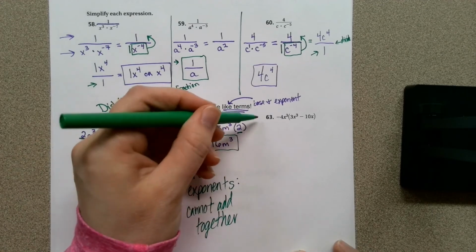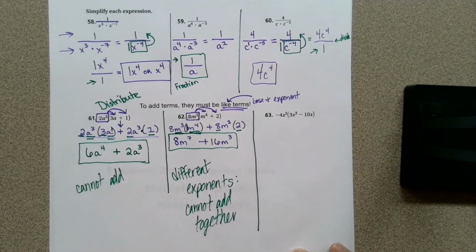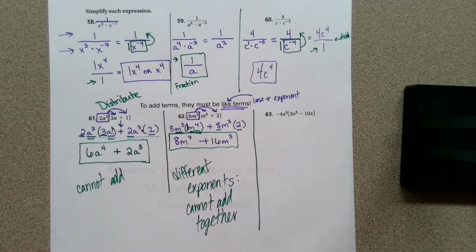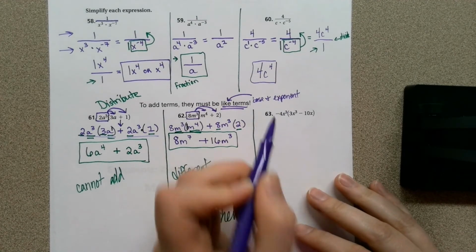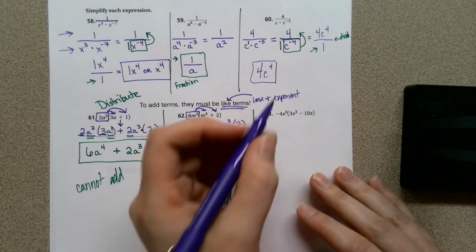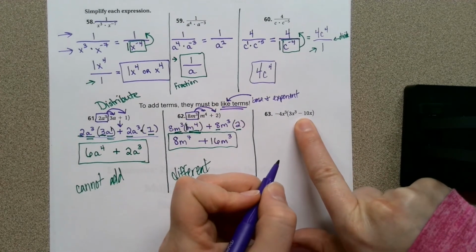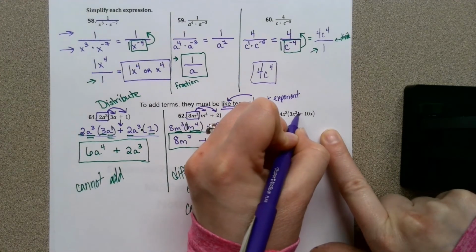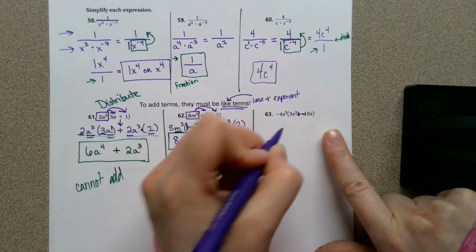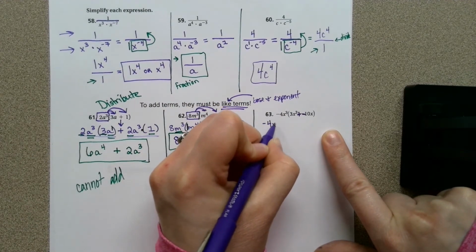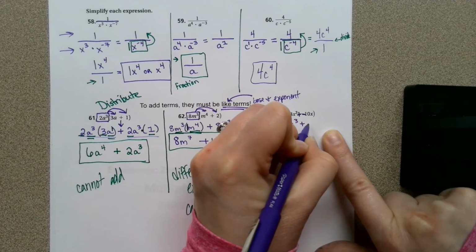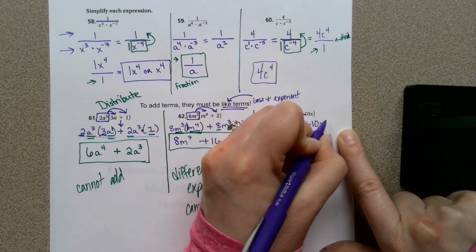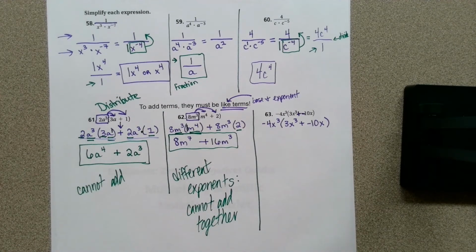If we look at number 63, it's a similar process, but now we have signs that we want to be careful of. I'm actually going to change this subtraction in here as adding a negative 10. So it may be helpful to rewrite the whole thing so that that's clear. We're going to add a negative 10x instead, because that'll help with that distributing.